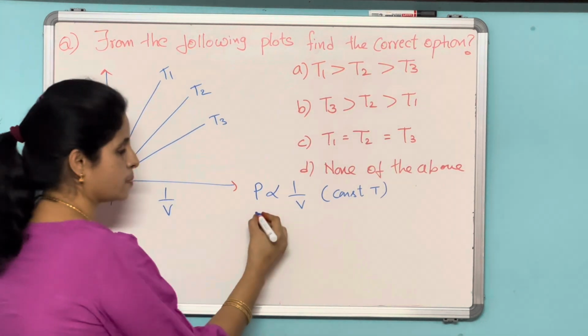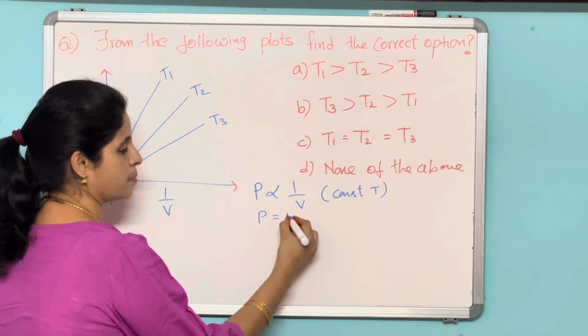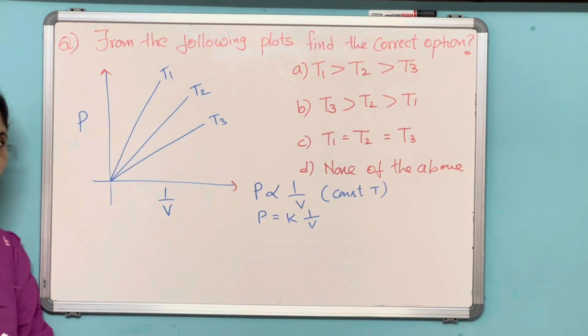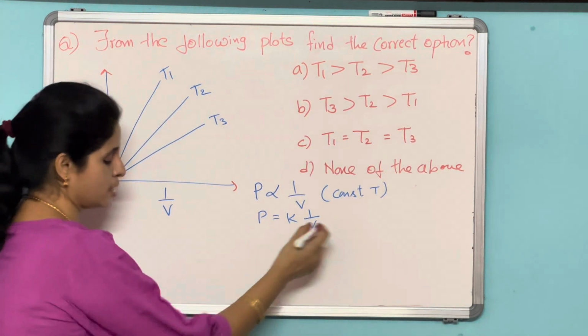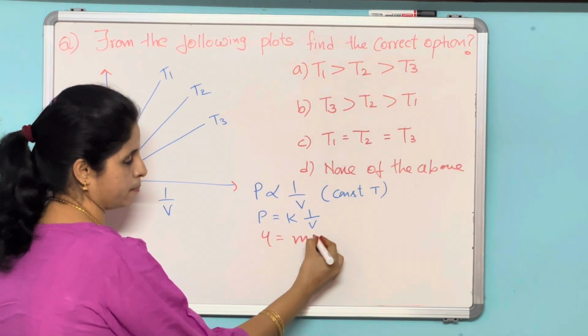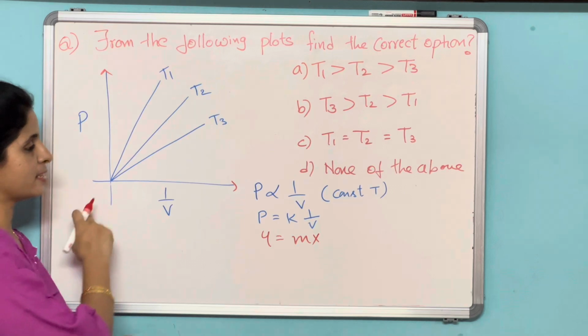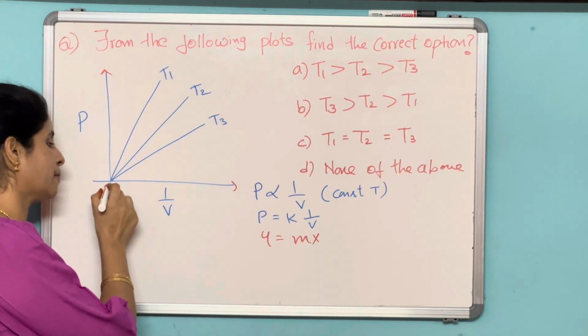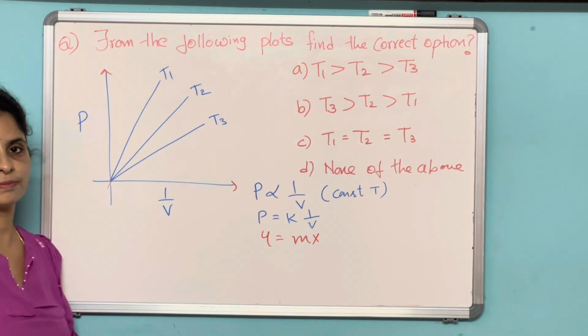And the proportionality is replaced by a constant K. Now this is in the form of y is equal to mx. That's why it is a straight line and the slope is positive. It is a straight line passing through the origin.